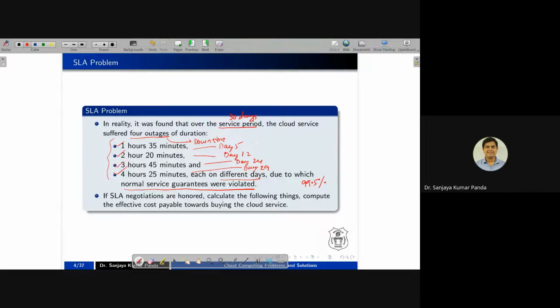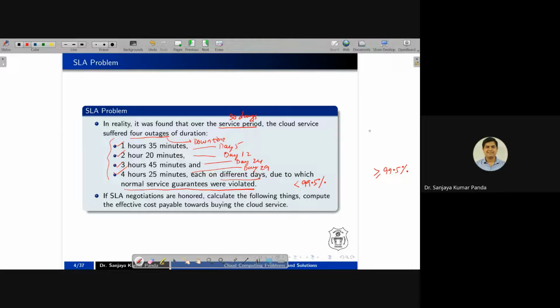We are not getting services. So the statement itself says that you will get availability less than 99.5%. Normal service is never violated if it is greater than or equal to 99.5%. But if this statement says that normal service is violated, then definitely availability is below 99.5%. Right?